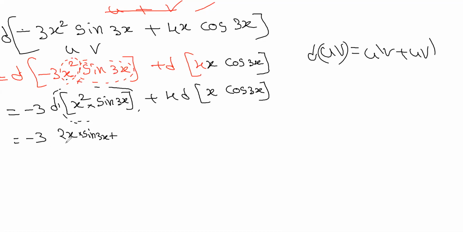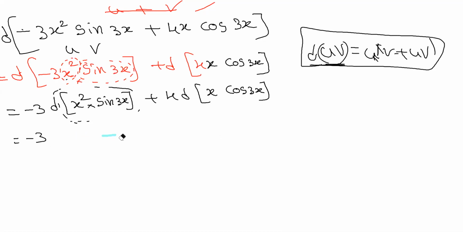So that's it, right? It's u into v. Yeah, u dash v plus u v dash. So it's x squared into function of sine 3x, so that's into x squared, plus x squared into cos 3x. That's it. And then plus the rest.